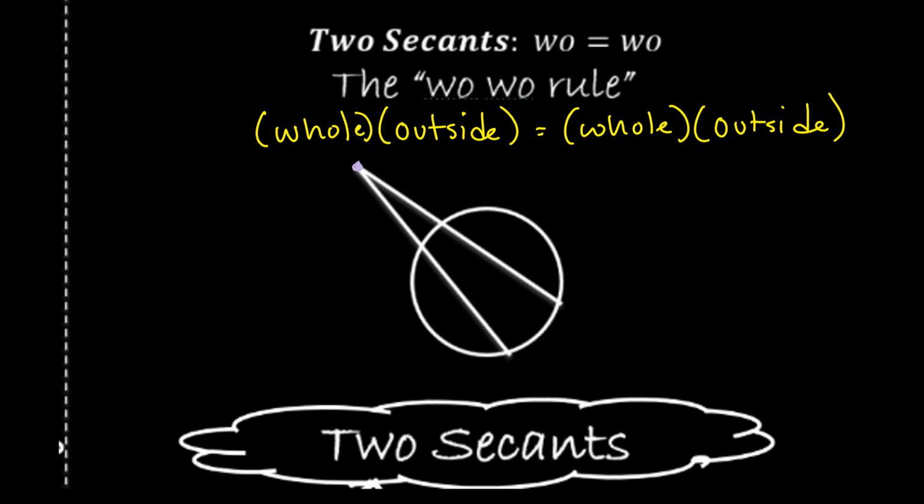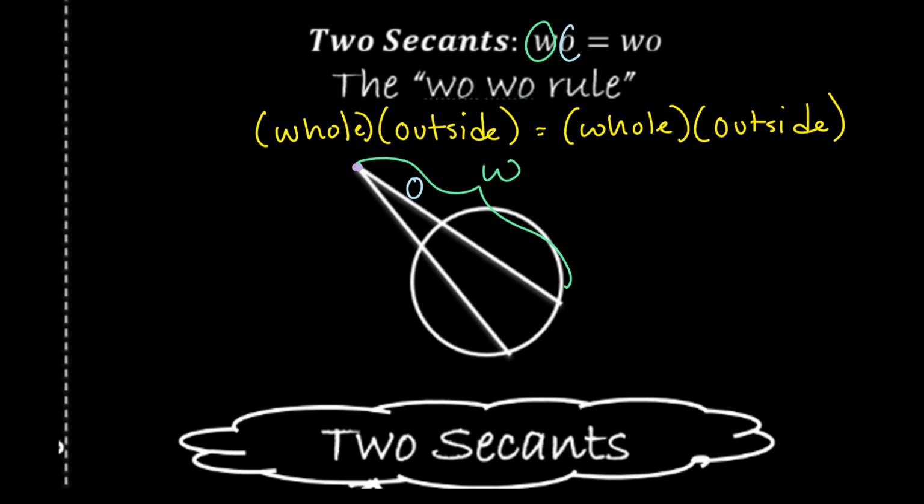So on this top secant, which everyone say secant. Secant, good. On this top secant, what do you think the whole represents? The inside, you think? That's going to be the whole. The whole length. The entire length of the secant is our whole. What about the outside? Where do you think that is? Oh my gosh, it's outside of the circle.